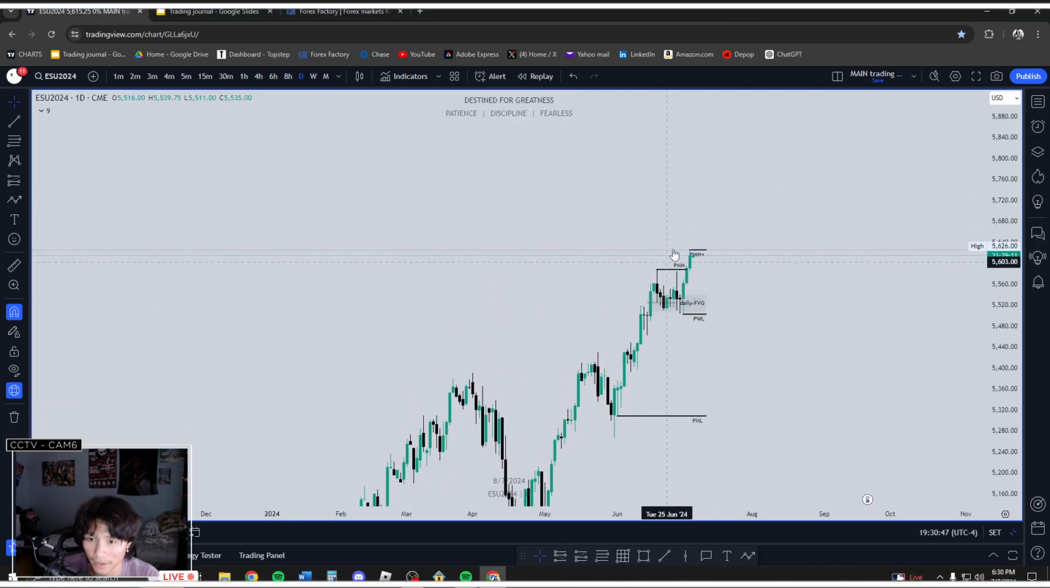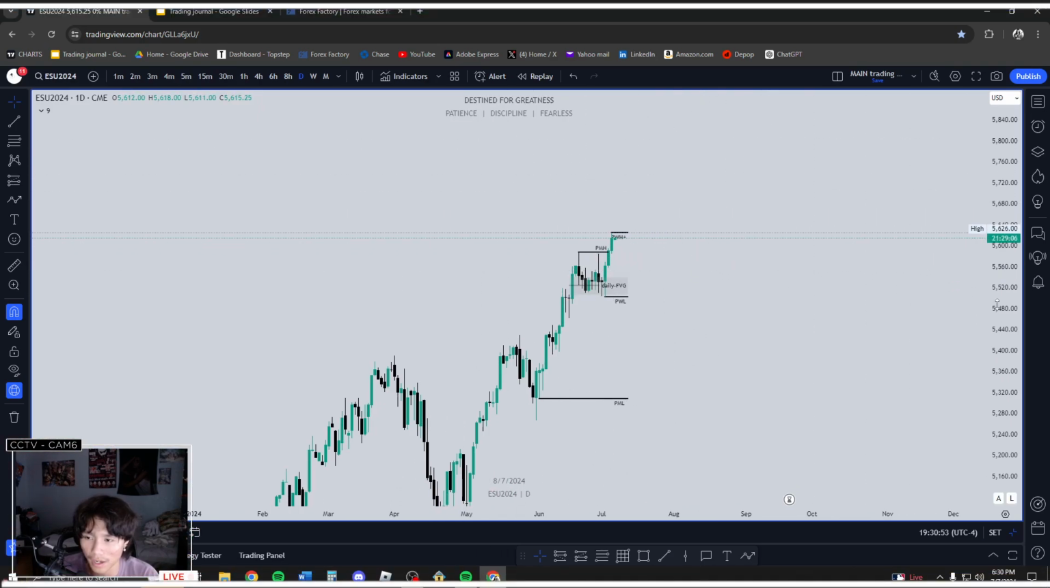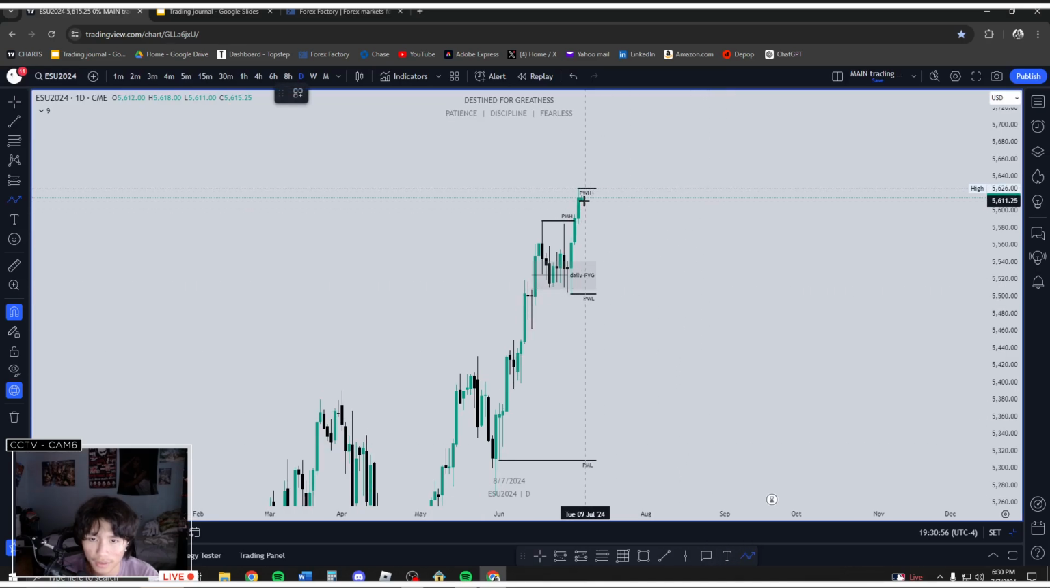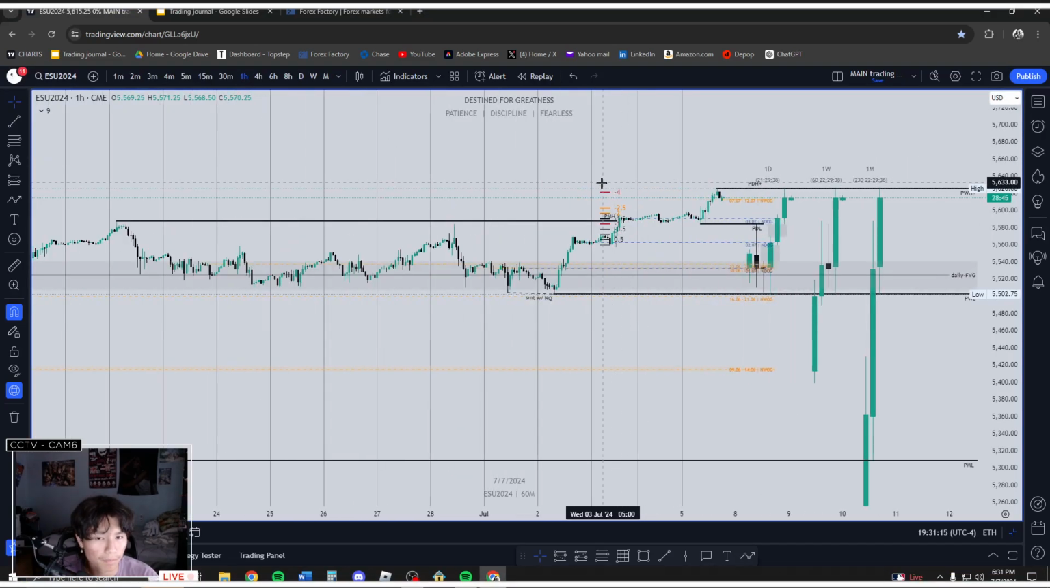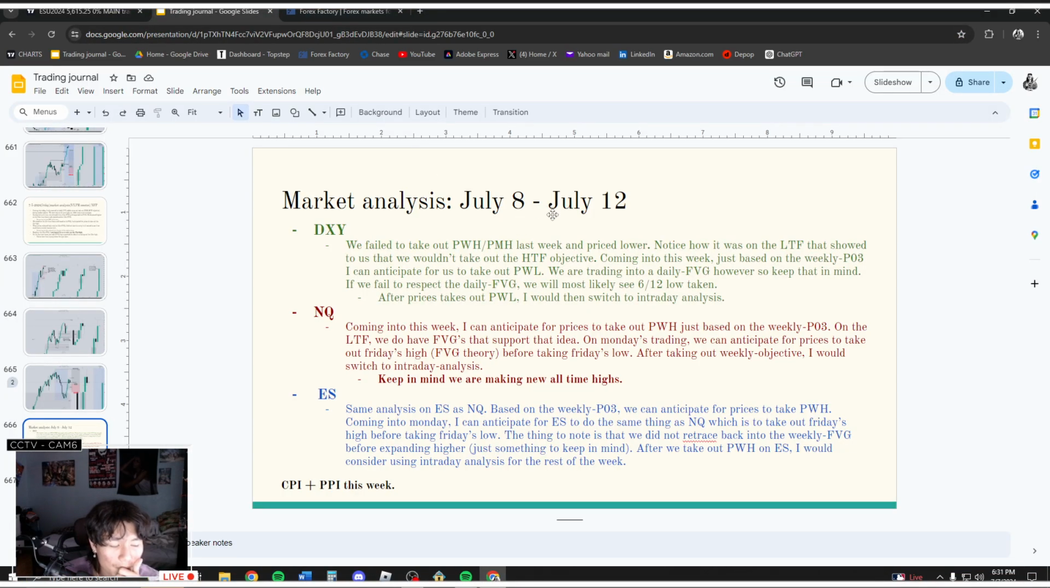So like I said, it is CPI and PPI week, so we could possibly take out previous week's high and displace back inside this range and maybe attack previous week's low. Like I said, trade what the market gives you on the lower time frames. On the high time frame, previous week's high is the objective. And yeah, with that, that is basically my weekly market analysis for dollar, NQ, and ES.